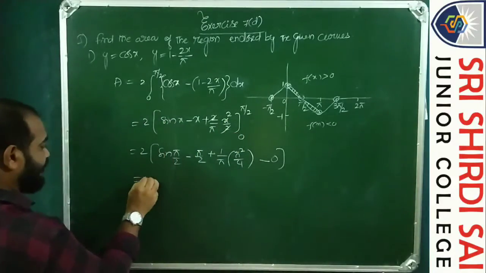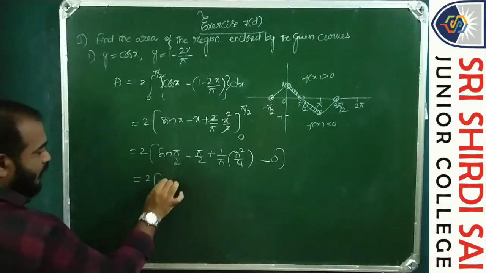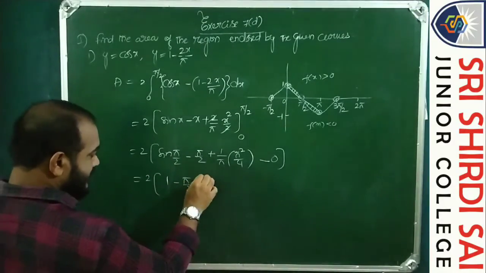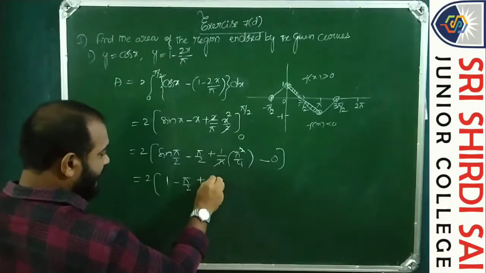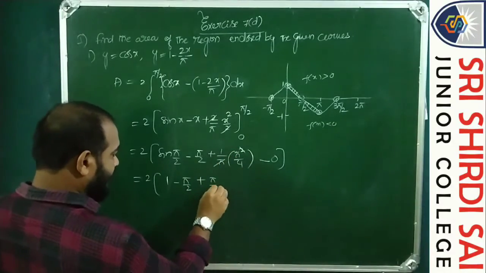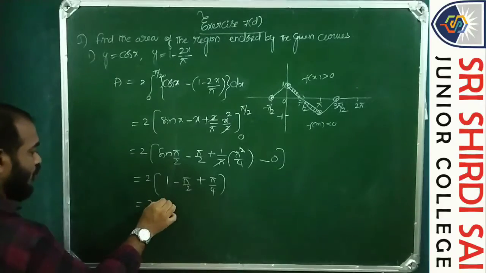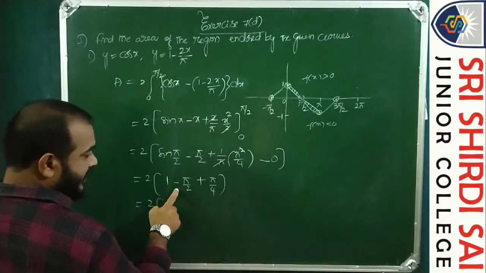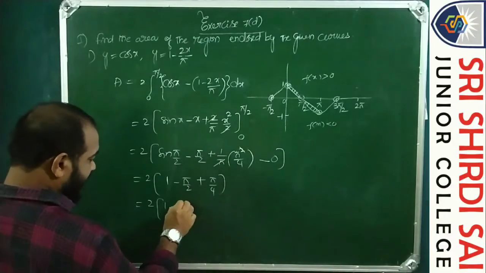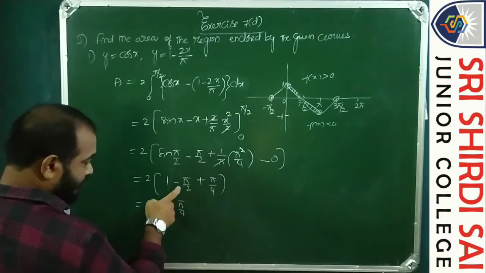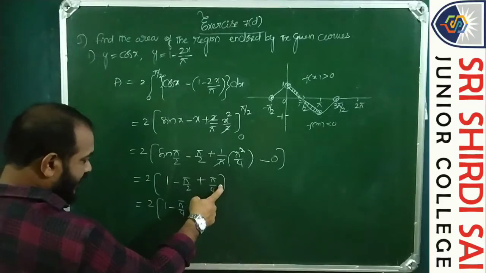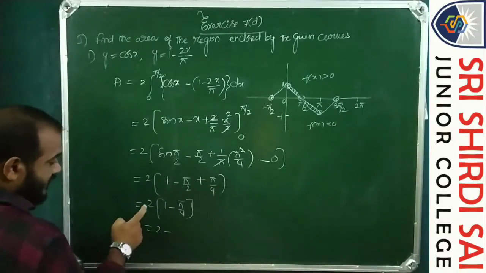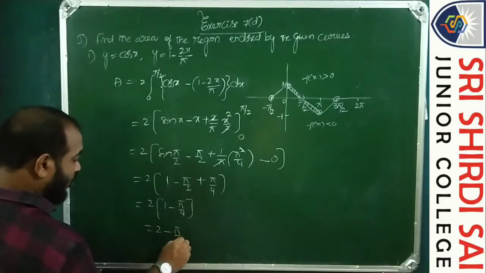This is equal to sin 90 value is 1 minus pi by 2, plus this pi gets cancelled, pi by 4. This is equal to 2 into 1 minus, so minus 90 plus 45 is minus 45. So this is equal to 2 minus 2 into pi by 4, which is pi by 2.